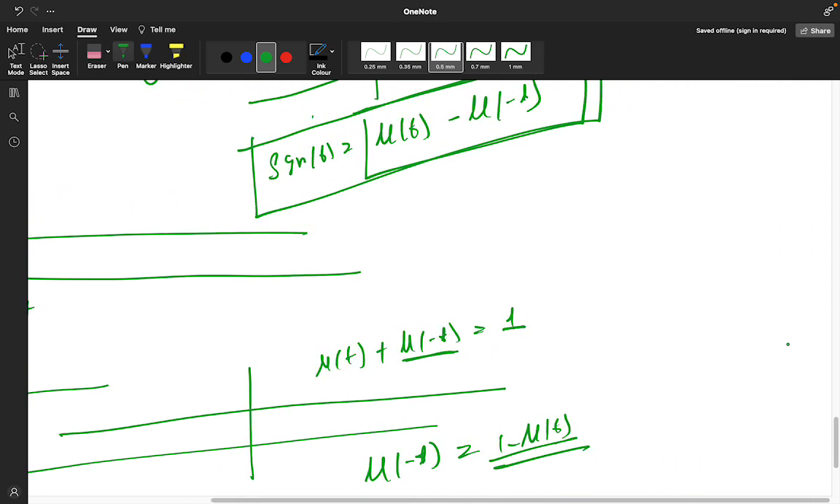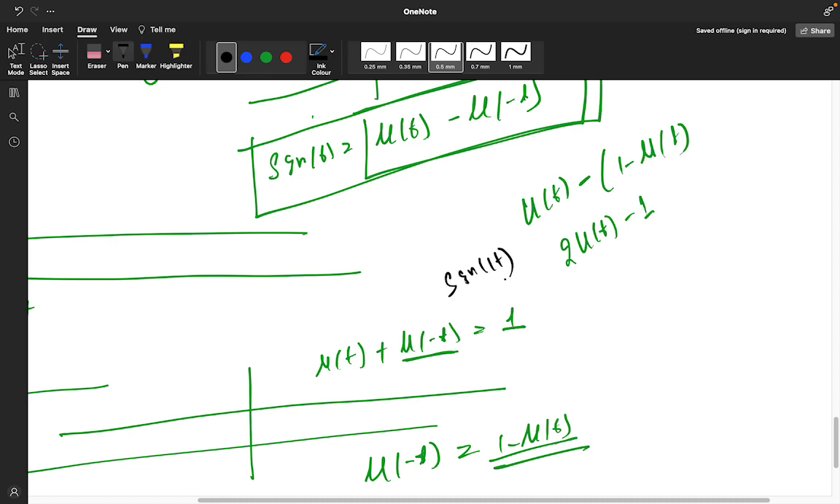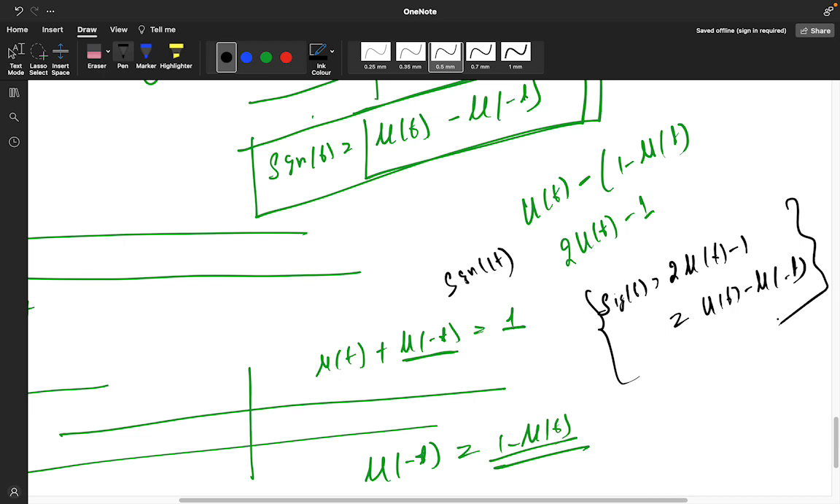Substitute this u of minus t in u of t minus u of minus t. What do you get? u of t minus (1 minus u of t). After solving this, you will get 2u of t minus 1. Signum of t can be written as 2u of t minus 1 or u of t minus u of minus t. So this is the process to write the signum function.